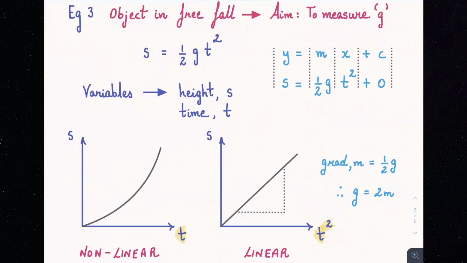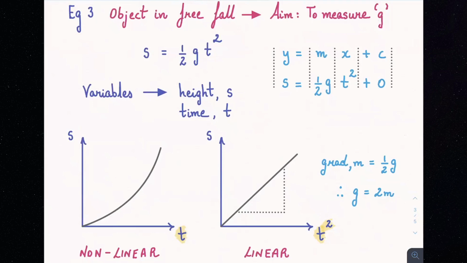We suppose that in this experiment, we varied the height. And for each height setting, we measure accurately the time of freefall. So the variables here are the height s and the time t. g is obviously constant.